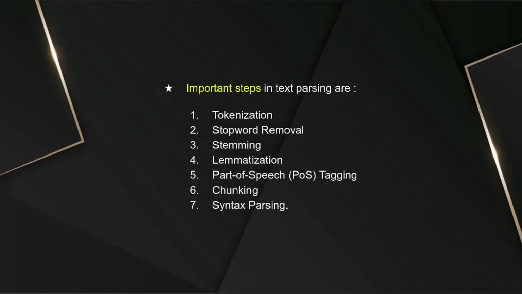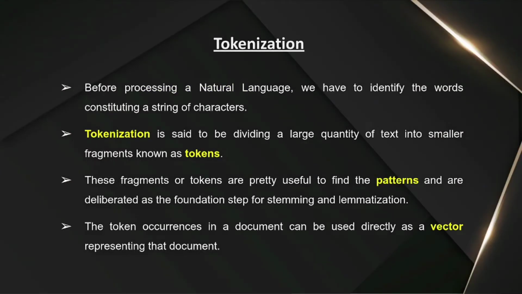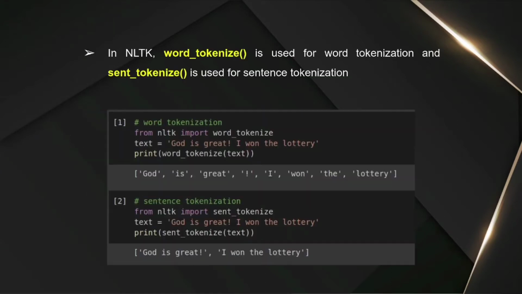First, tokenization. Before processing a natural language, we have to identify the words constituting a string of characters. Tokenization is said to be dividing a large quantity of text into smaller fragments known as tokens. These fragments or tokens are pretty useful to find the patterns and are considered the foundation step for stemming and lemmatization. The token occurrences in a document can be used directly as a vector representing that document.